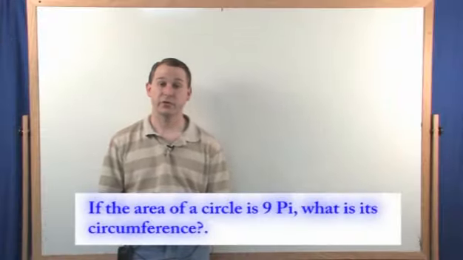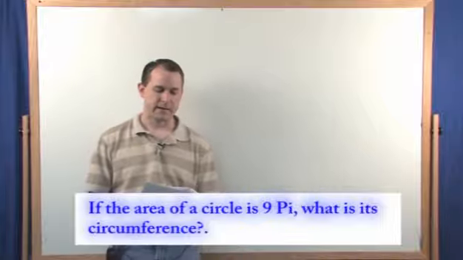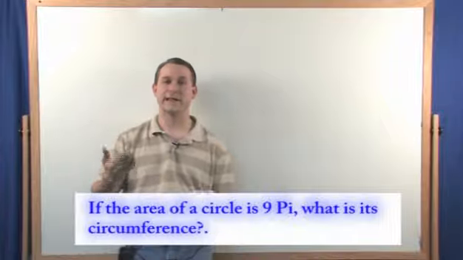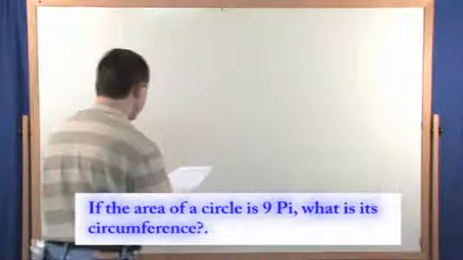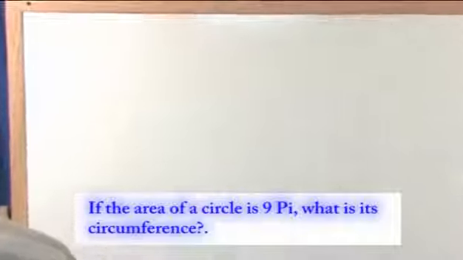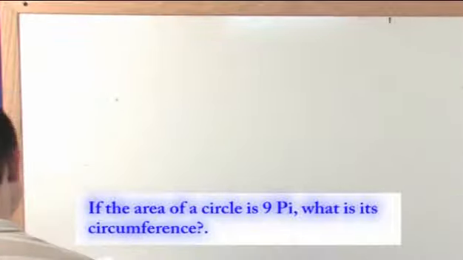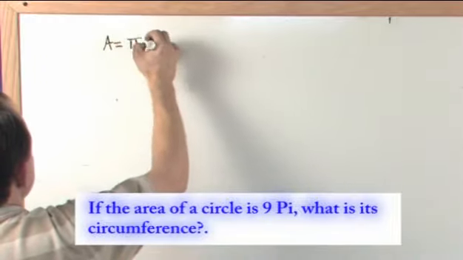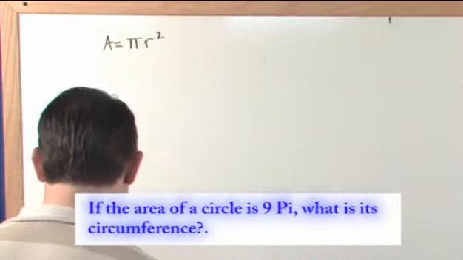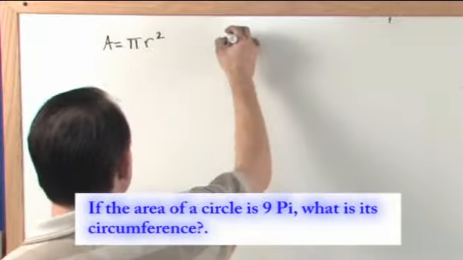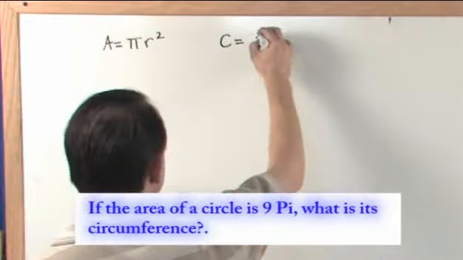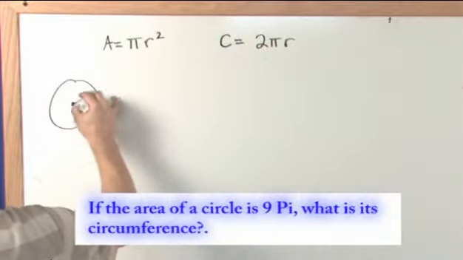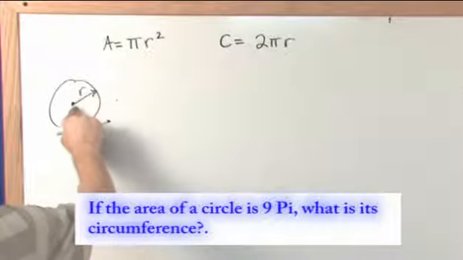If the area of a circle is 9 pi, what is its circumference? It's a very short problem. If the area of a circle is 9 pi, what is its circumference? So in order to do this, you have to know a few things about geometry. The area of a circle is simply equal to pi times r squared. Okay? The circumference of a circle is equal to 2 times pi times r, where r is the radius of a circle.